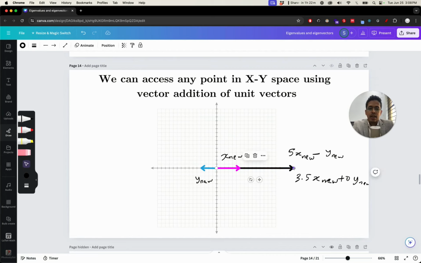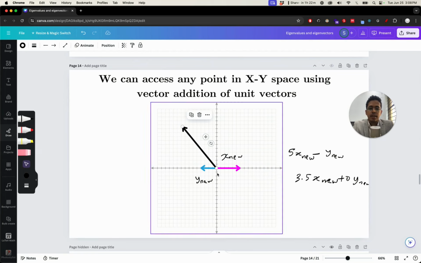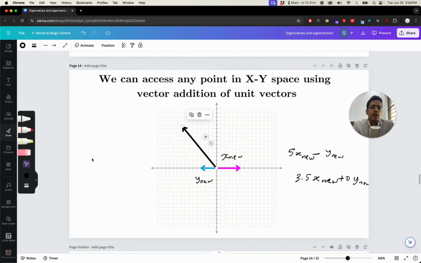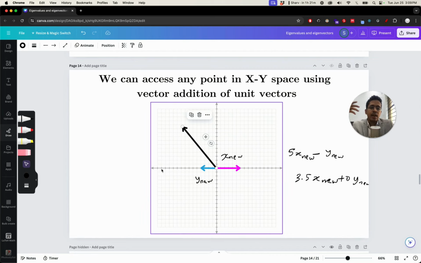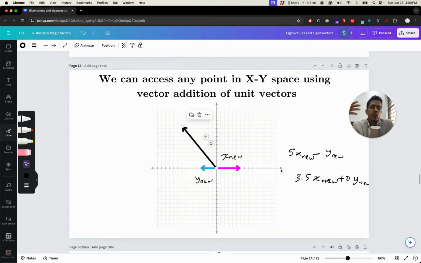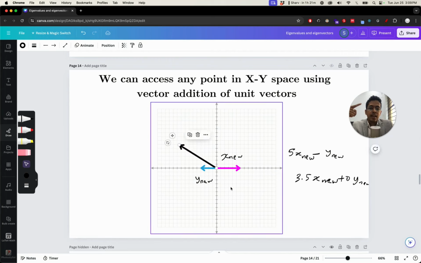But how about this vector? Can this vector be represented in terms of these two? No, it cannot be represented because these two vectors are aligned purely along this axis, our original x-axis, which means no matter how we scale and add these two vectors, we will not get a vector which is out of this line. The resultant vector will always stay on this line. It won't have a y cap component. So all the vectors in this 2D xy space cannot be accessed using these two, pink vector and blue vector.